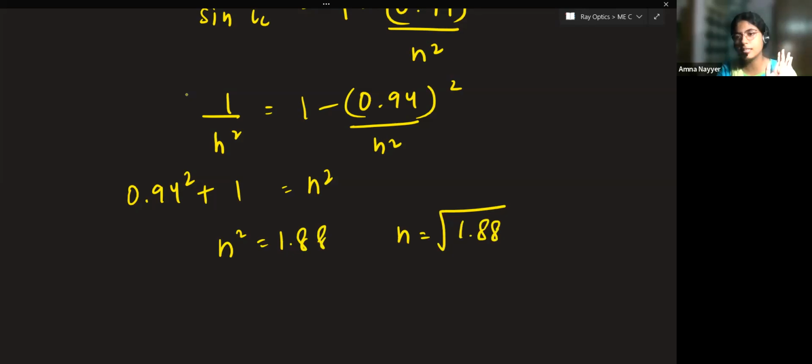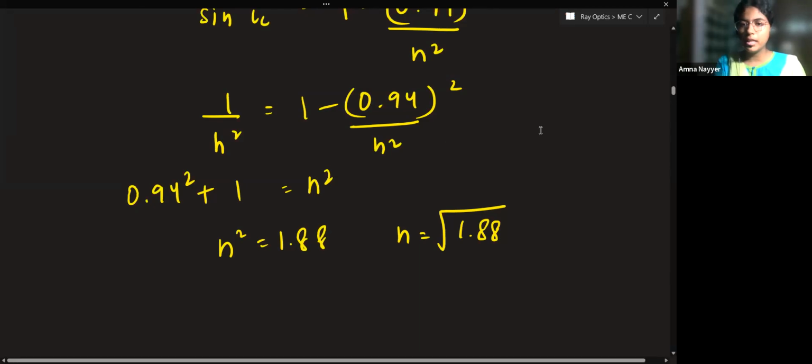I have taken this approximation, class. It cannot be an exact answer because I'm doing it orally. My purpose is just to make you understand the method of this. If there is any error in the calculation, please correct me in between. So this is refractive index.